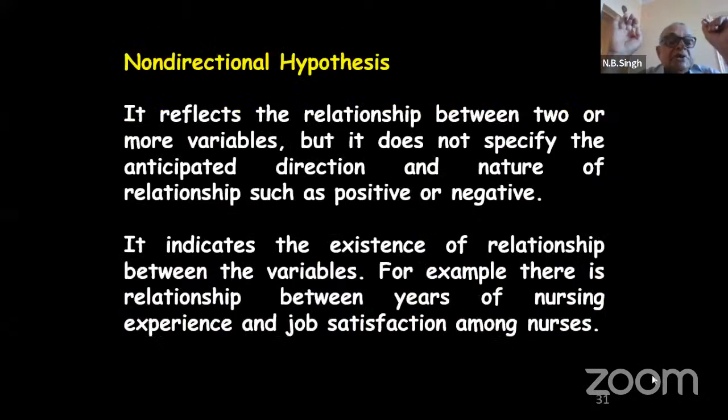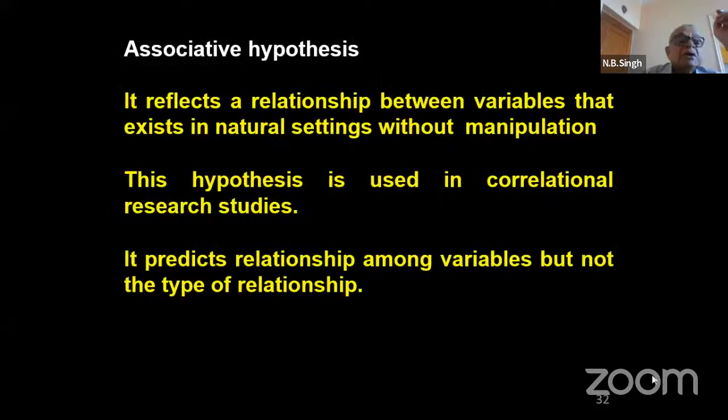Non-directional hypothesis. It reflects the relationship between two or more variables, but it does not specify the anticipated direction and nature of relationship, such as positive or negative. It indicates the existence of relationship between the variables. For example, there is a relationship between years of nursing experience and job satisfaction among the nurses. So one type of relationship is there.